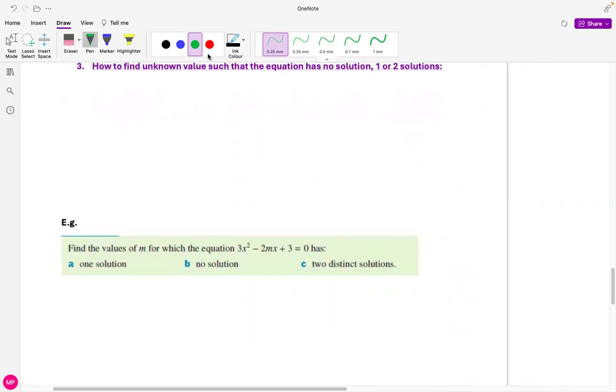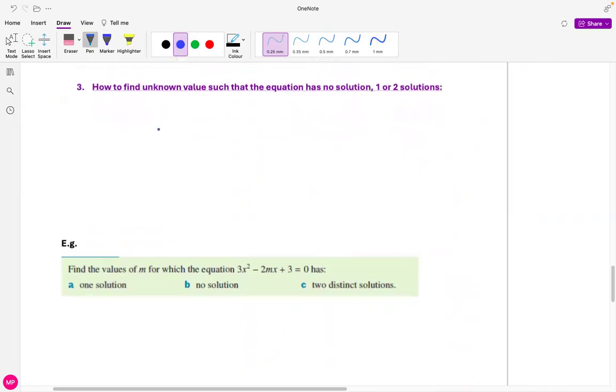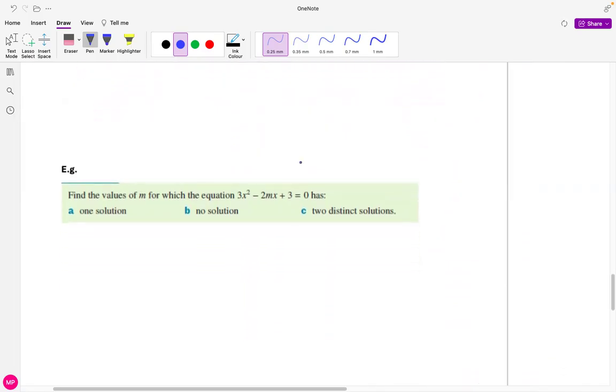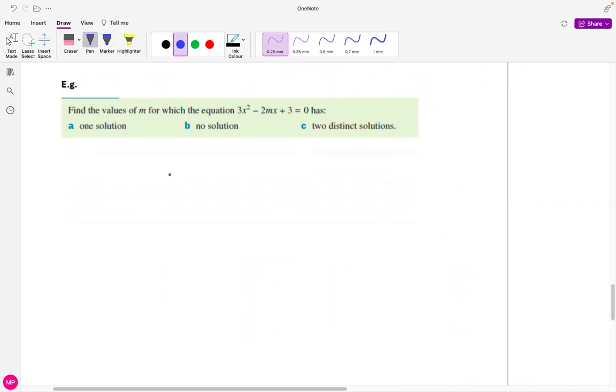Now we're going to do an example here of how to find the unknown, to show that the equation has no solution, one solution, or two solutions. Sometimes they might ask you backwards. They give you a, b, and c, and they want you to find the value of n so that it has one solution. So to have one solution, b squared minus 4ac has to be 0.